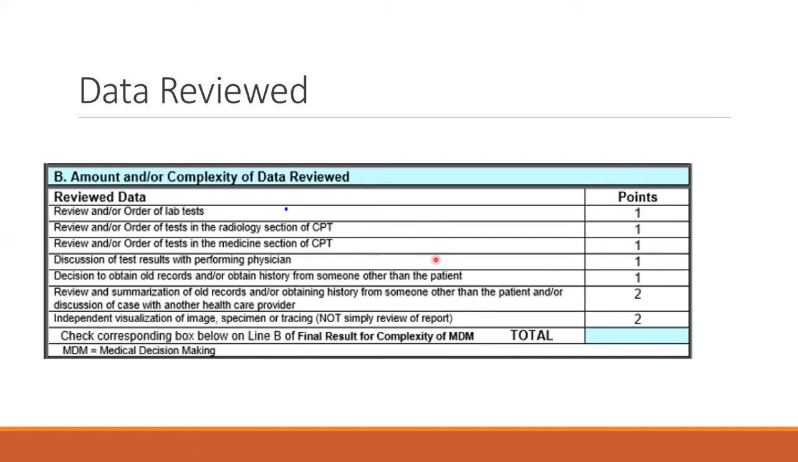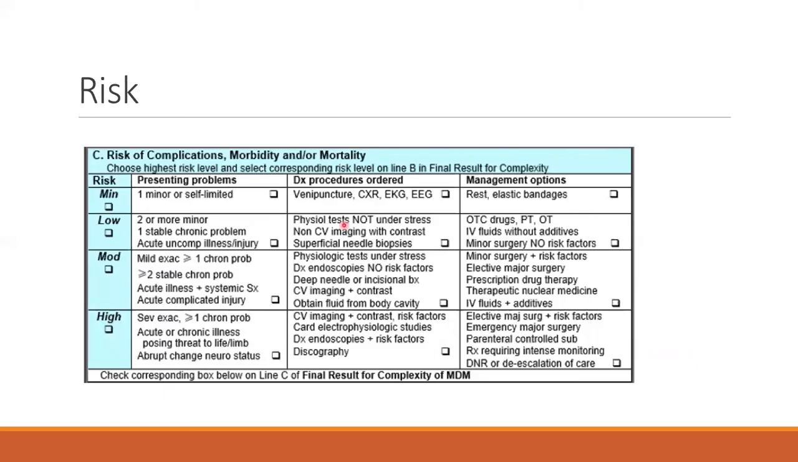Most of the time, we usually end up having 1 or 2 points for data and the amount of data or complexity reviewed in most situations as pharmacists and even providers for that matter. And these points would be totaled up at the bottom and you would categorize it appropriately. Now, risk is a good one. I want you to focus on presenting problems and management options when we talk about risk. Risk, you always choose the highest risk.